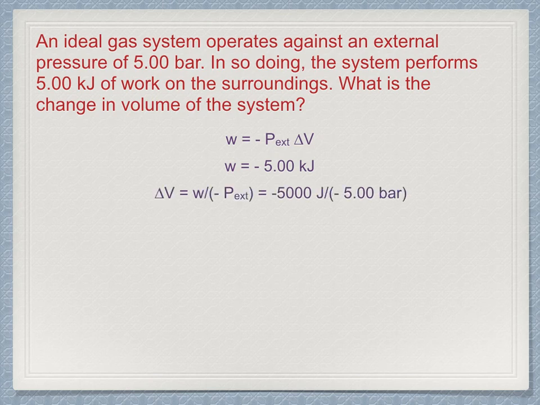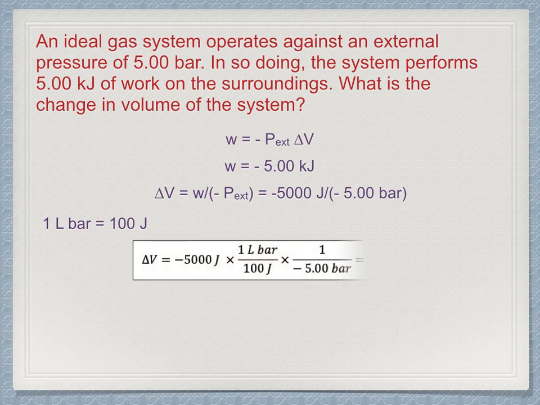We can rearrange this equation to solve for delta V and get to the point where we have it equal to minus 5,000 joules divided by 5 bar. Recalling the relationship between the units of liter bar and joule as 100 joules equals 1 liter bar, we can use our unit algebra skills to solve this with good units and find that delta V equals 10 liters. Seems simple enough. Just remember your definitions and the unit conversion factors and all's good.